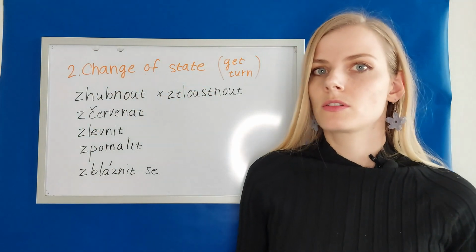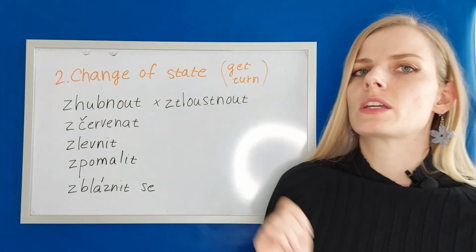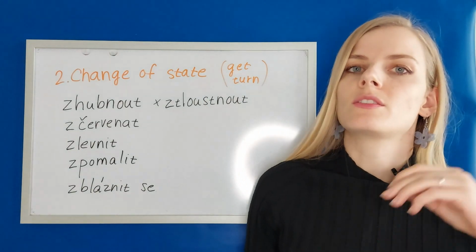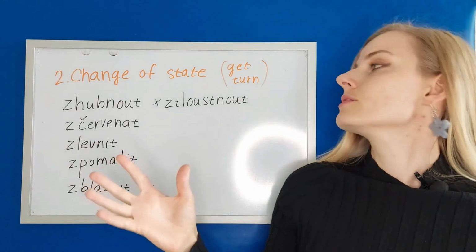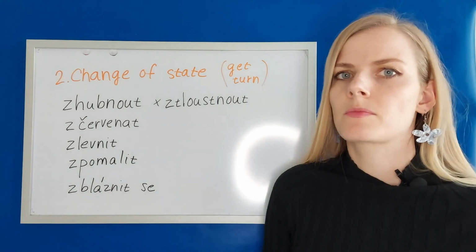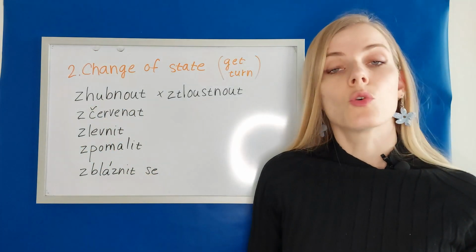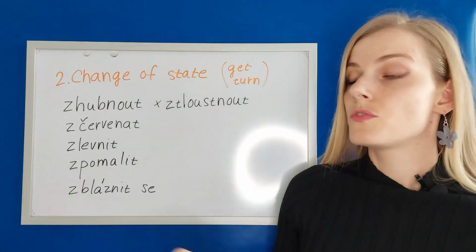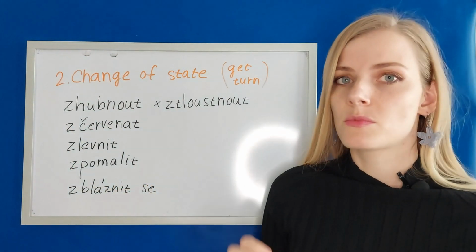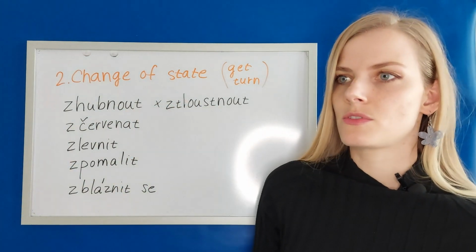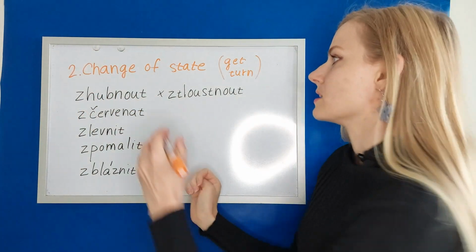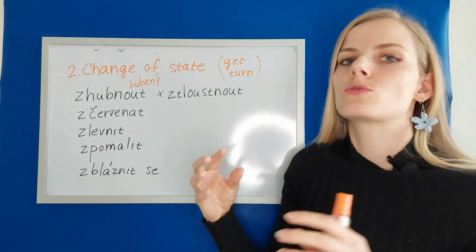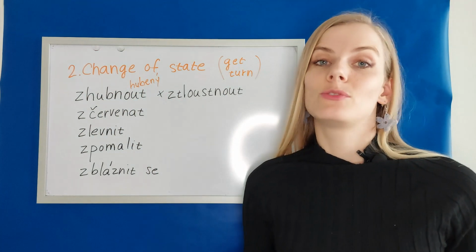And now the second category, which is very specific for this prefix, is the change of state, the condition. And this would often correspond to the English translation get, like to get slow or to get dry, to get red, or turn into something. For example, zhubnout. Zhubnout means to lose weight, literally to get skinny. Verbs from this category often come directly from the adjectives. For example, this would be from hubený. Hubený, skinny. And zhubnout is to get skinny, to lose weight.